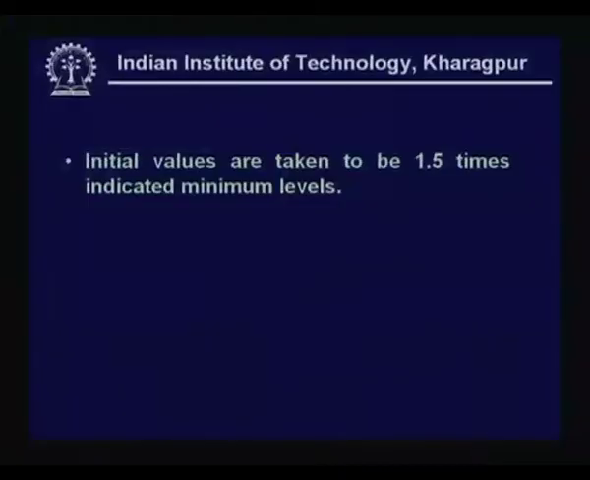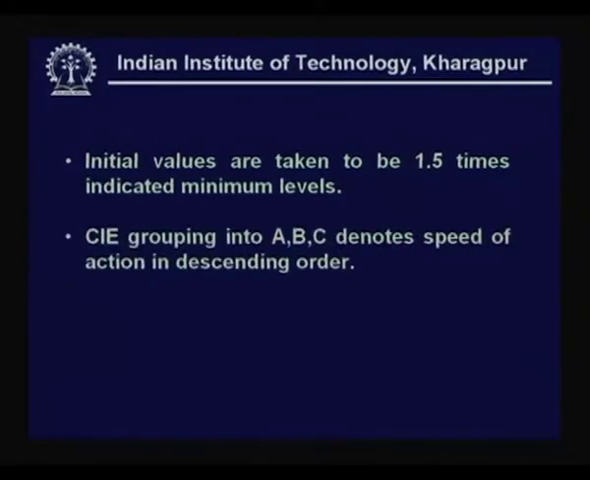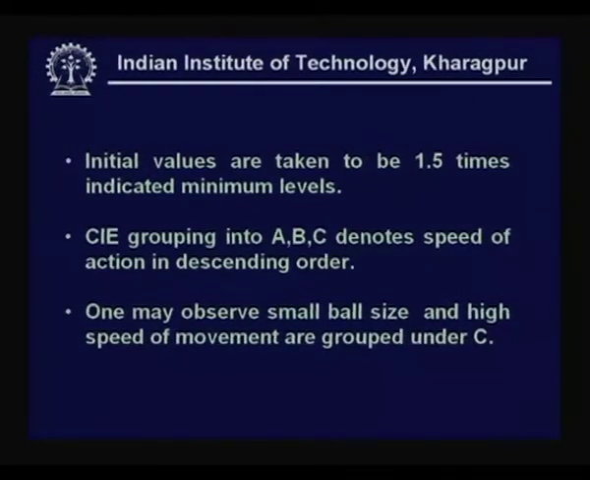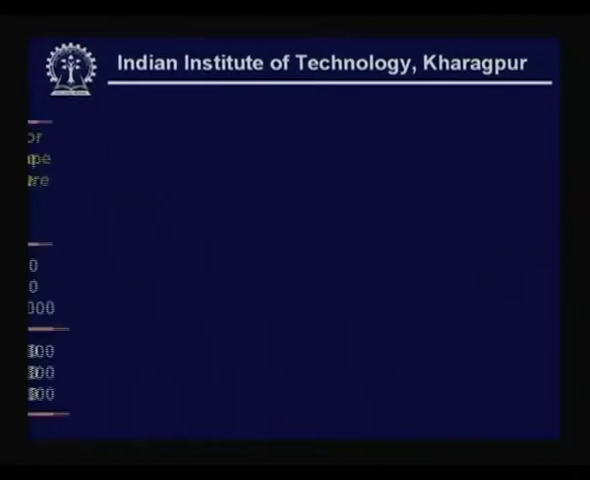Now, from the point of view of using, these are average minimum levels indicated. So, in designing, one takes initial levels which are 1.5 times that of those indicated minimum levels. So, we have already seen that CIE grouping denotes speed of action in descending order A, B, C. One may observe small ball size and high speed of movement are grouped under category C.